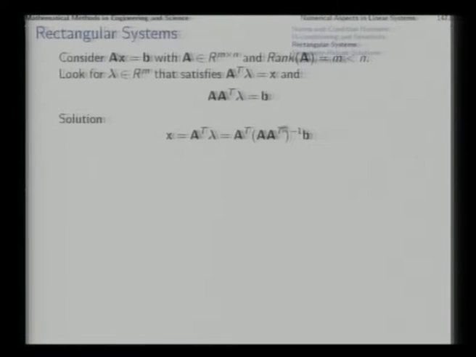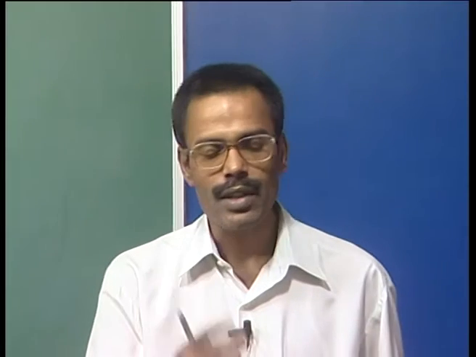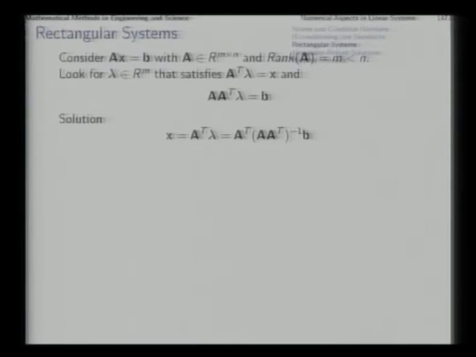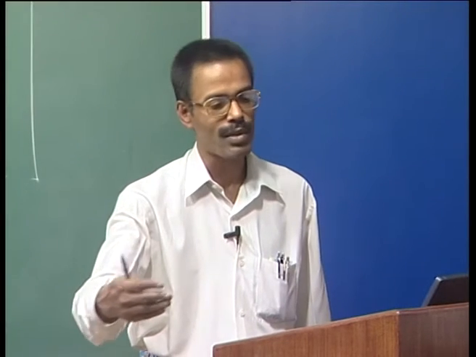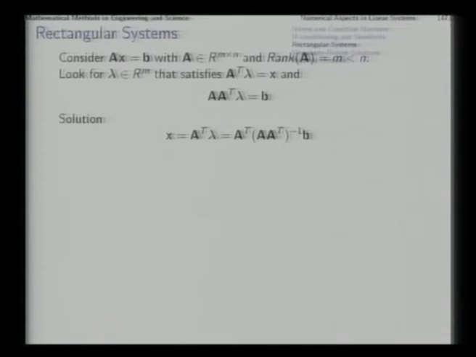So, you get this solution which is somewhat different from the earlier solution in which you got A transpose A inverse post multiplied with A transpose. Here that is pre multiplied with A transpose. Earlier it was A transpose A inverse post multiplied. Now, it is A A transpose inverse pre multiplied with A transpose. So, this is the solution.